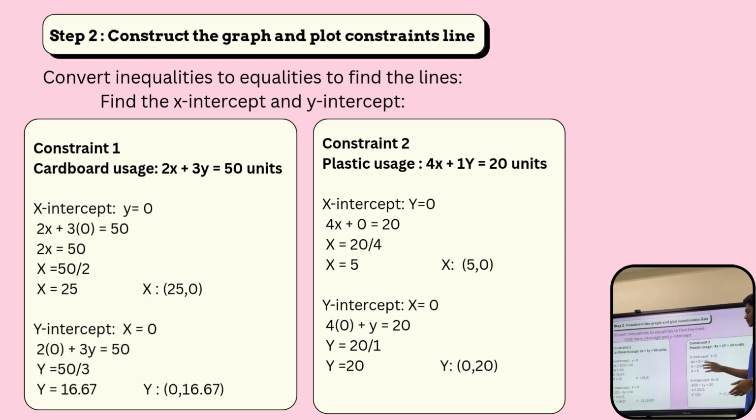So the next one is to find the y-intercept. We need to set x to 0. So the y value is 0 plus 1y, equal to 20. So we can get the y value directly, which is 20. So x will be 0, y value is 20.